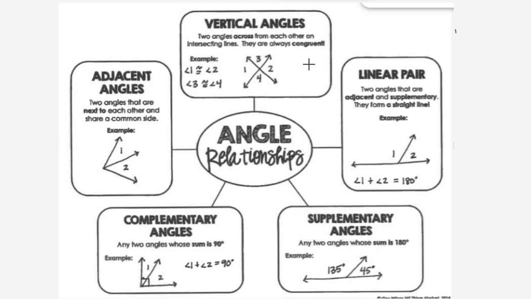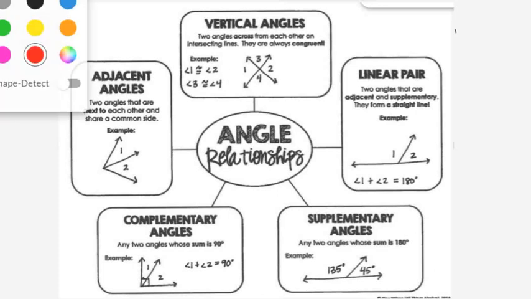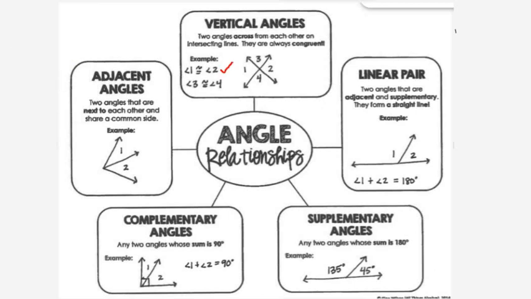So in geometry you have different types of angles with certain properties. Vertical angles, these are angles that are opposite to each other and they are congruent. For example, in this picture, angle 1 and angle 2 are congruent. Angle 3 and angle 4 are congruent because they are vertically opposite to each other.